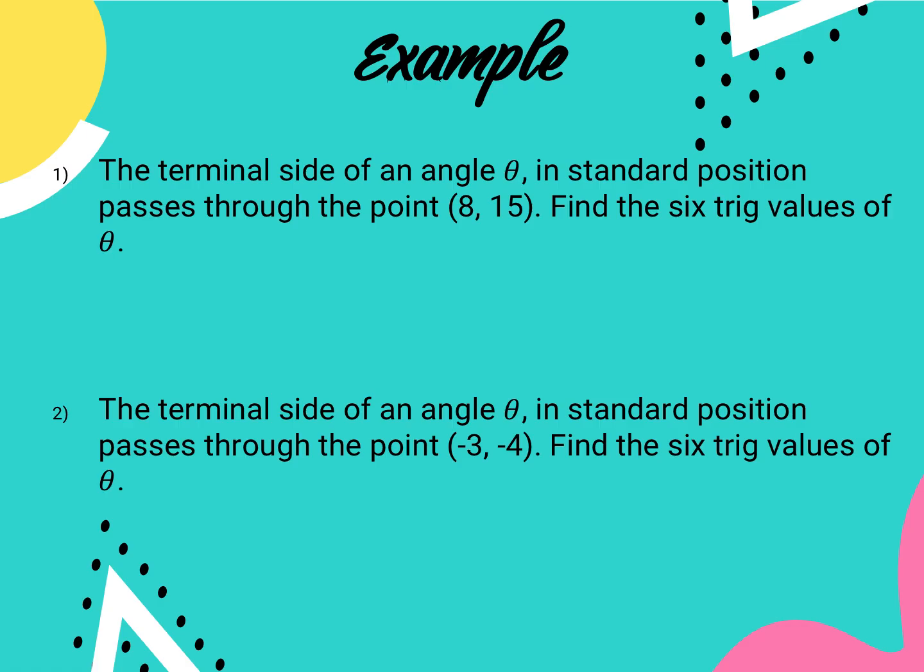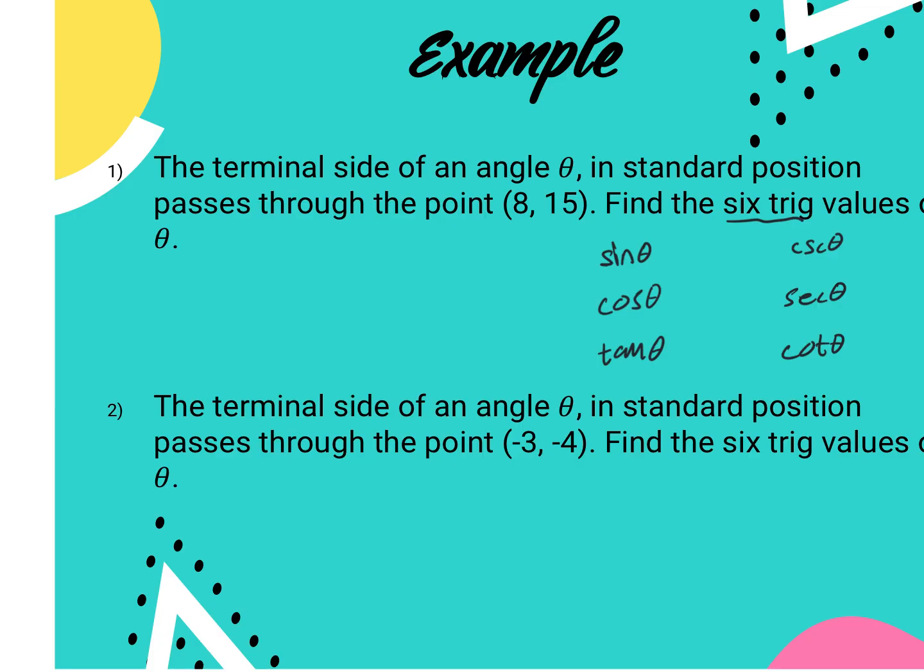All right, so this is how the questions are going to be worded, right? We have the terminal side of an angle in standard position passes through 8, 15. We want to find the 6 trig values, right? Anytime we're asked to find the 6 trig values, that just means we want to find sine, cosine, and tangent, and all of the reciprocals, right? So cosecant, secant, and cotangent. Right? So I want to find those 6 trig values.